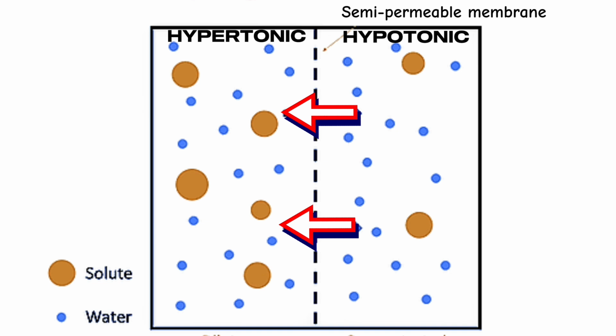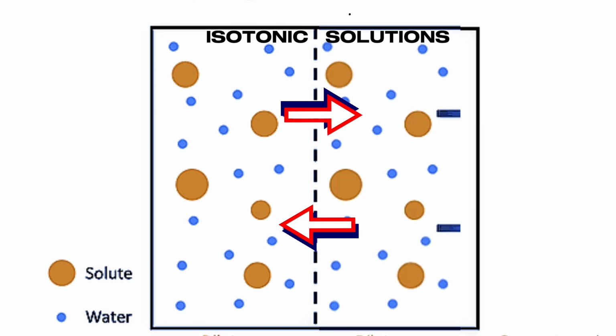Now, if I were to say solution A is hypertonic to solution B, number 1, that means that solution A has a higher concentration of solutes than solution B, okay? And number 2, that also means that solution B is hypotonic to solution A. Bear in mind, these 2 solutions have been separated by a semi-permeable membrane. Now, when it comes to osmosis, water molecules will always move from the hypotonic solution to the hypertonic solution. Hypo to hyper, okay?